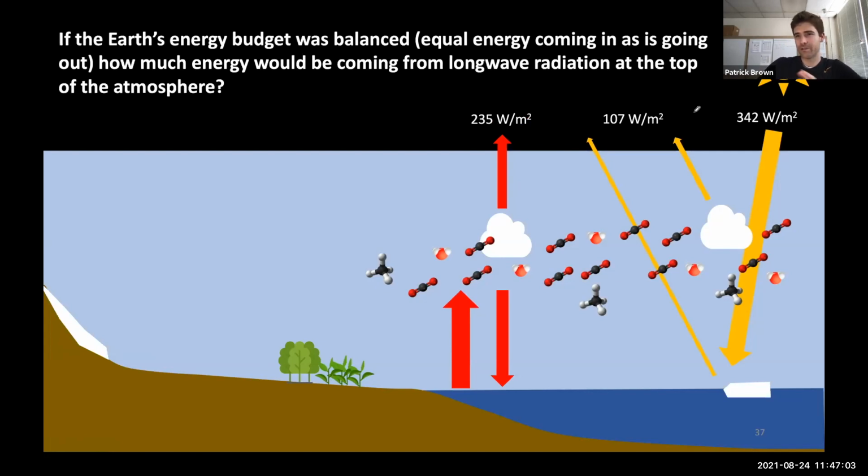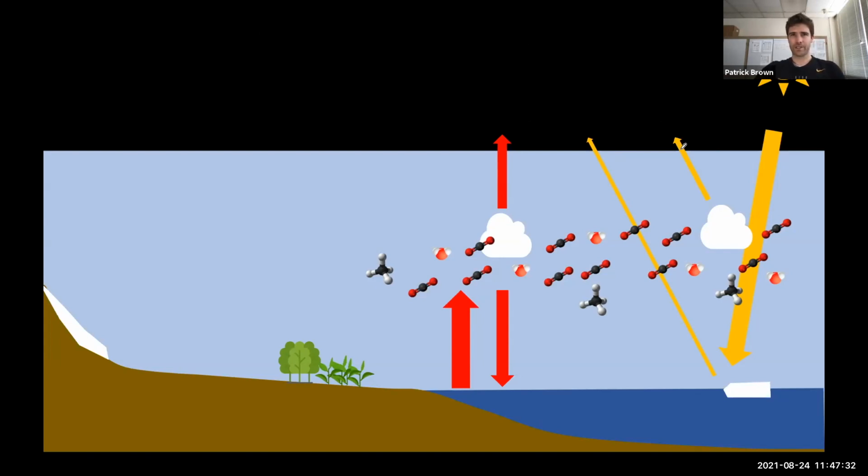And so the amount coming in, you could think of as whatever's coming in from the sun minus what's reflected right away, and whatever's left over is going out. Or you could do it the other way and say 235 plus 107 equals 342. So as long as the arrows leaving the atmosphere equal the arrow coming in, that's when the Earth is kind of in steady state.